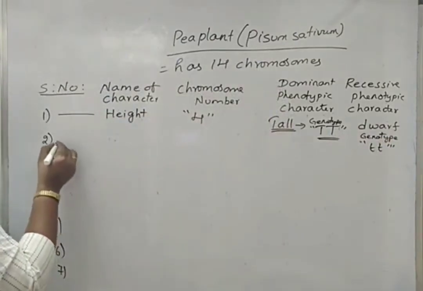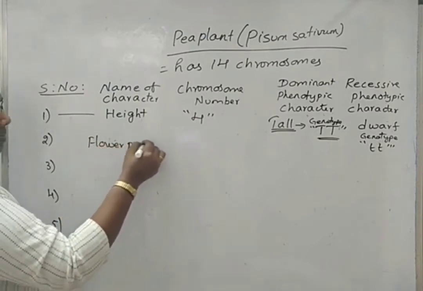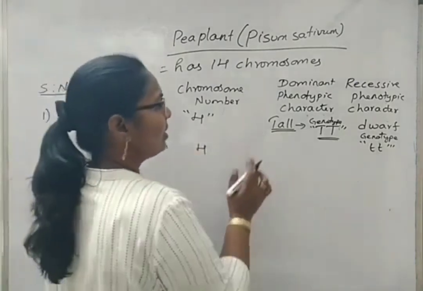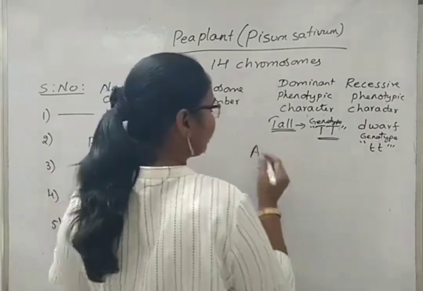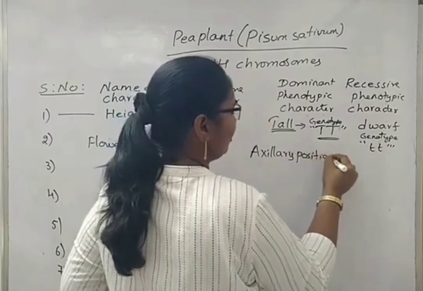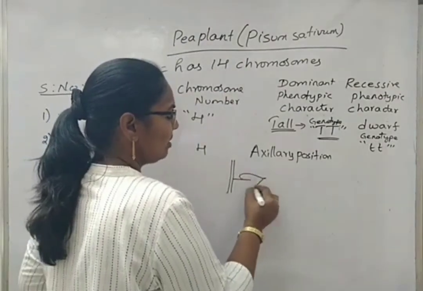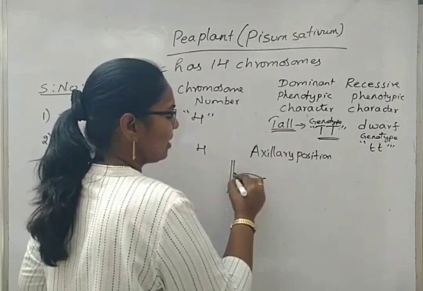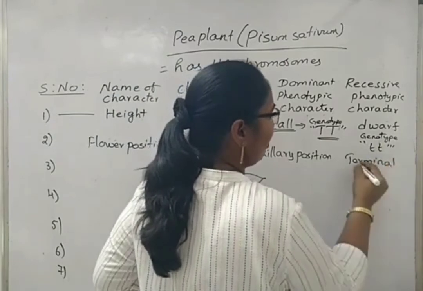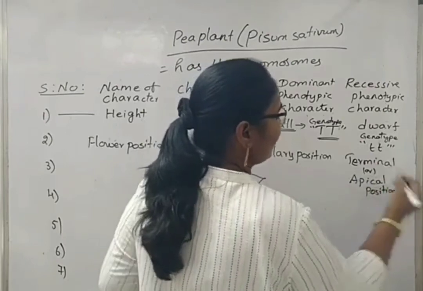In the same way, the second character is flower position. This is also regulated by chromosome number 4. Here, the dominant character for flower position is axillary position. What is meant by axillary position? If this is a branch and this is the leaf, then this area is called the axillary position of the flower. Recessive one is terminal or apical position.